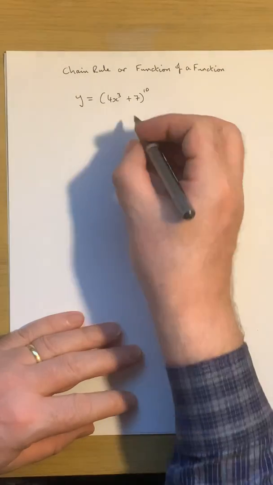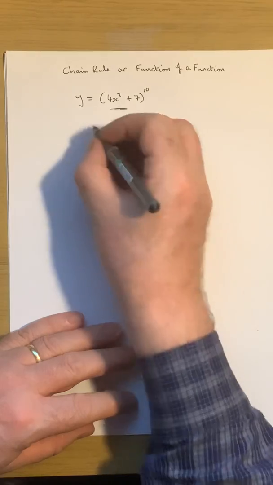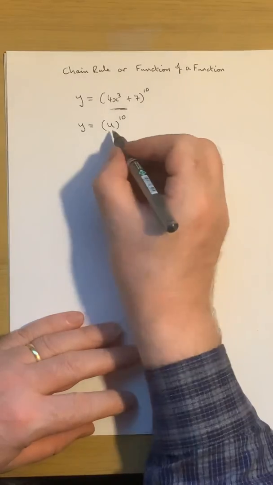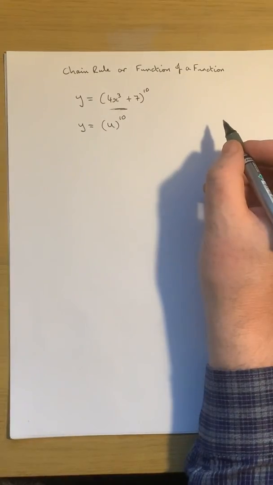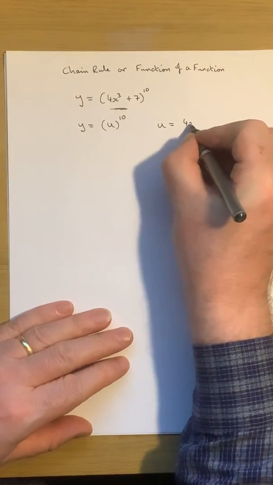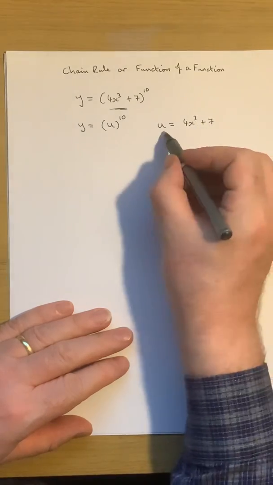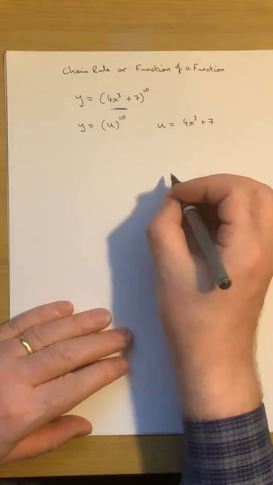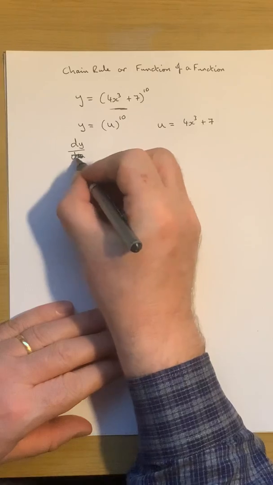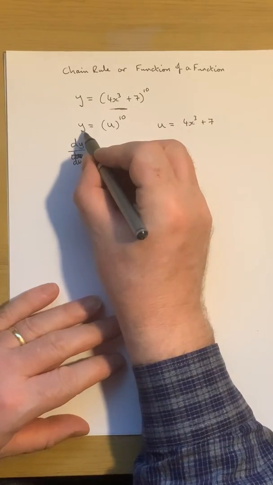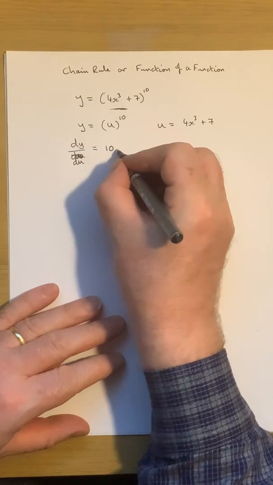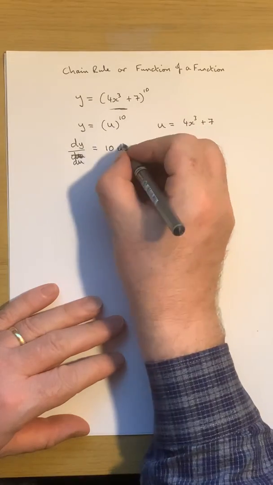So what we do is we look at what's inside the brackets. And so we say that y equals u to the power of 10, where u equals 4x to the power of 3 plus 7. So the u is just equal to what's inside the brackets. And what we say is that dy by du, we're differentiating y with respect to u, is equal to 10u to the power of 9, since the power is 10 and we subtract 1 from that index.